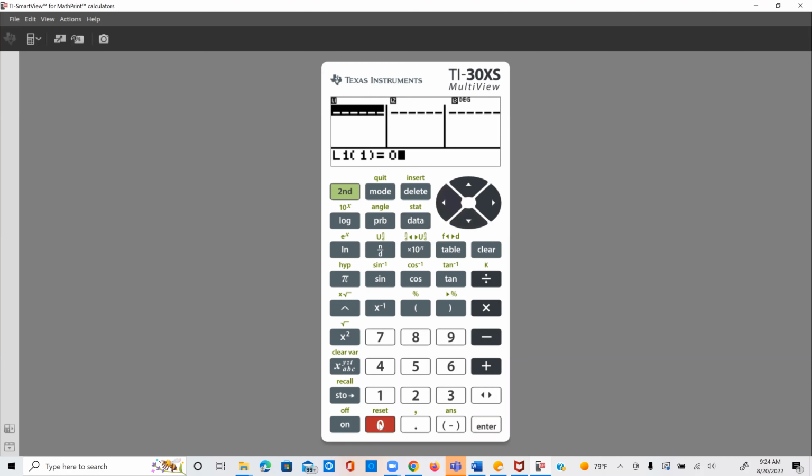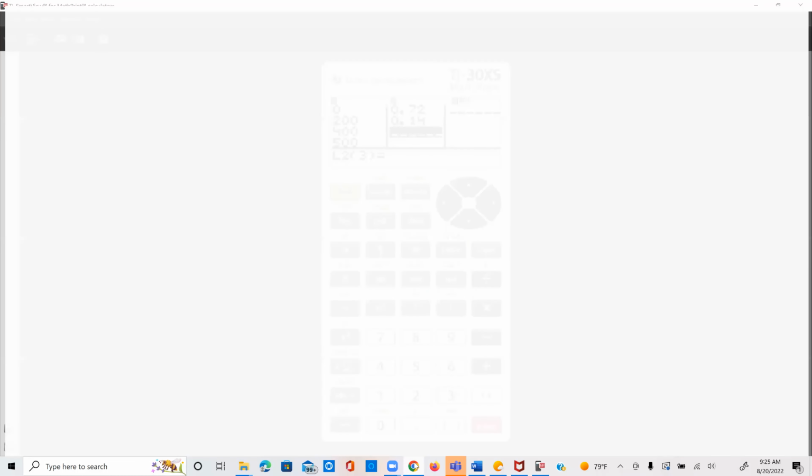So my payments were 0, 200, 400, and 500. Payments will be in the first column. Enter. And then I scroll over to the second column to enter the corresponding probabilities. For a payment of 0, the probability was 0.72, and for 200, it was 0.14, I think. Yeah.